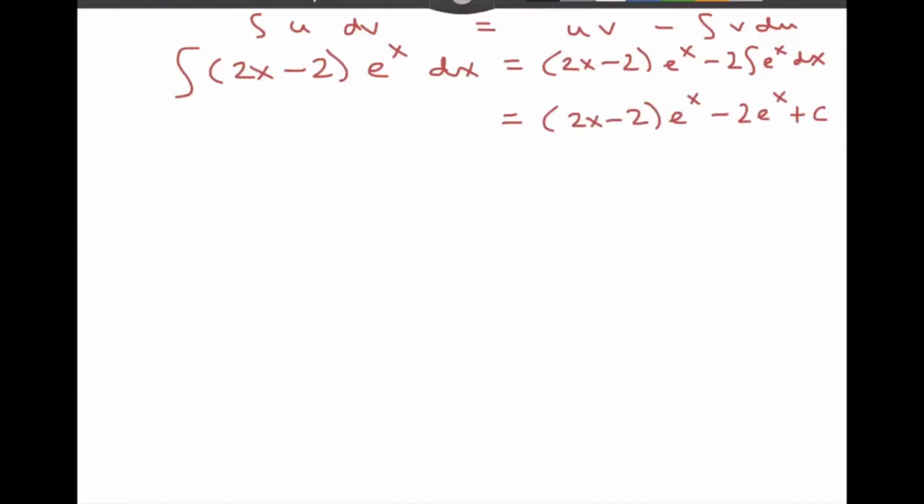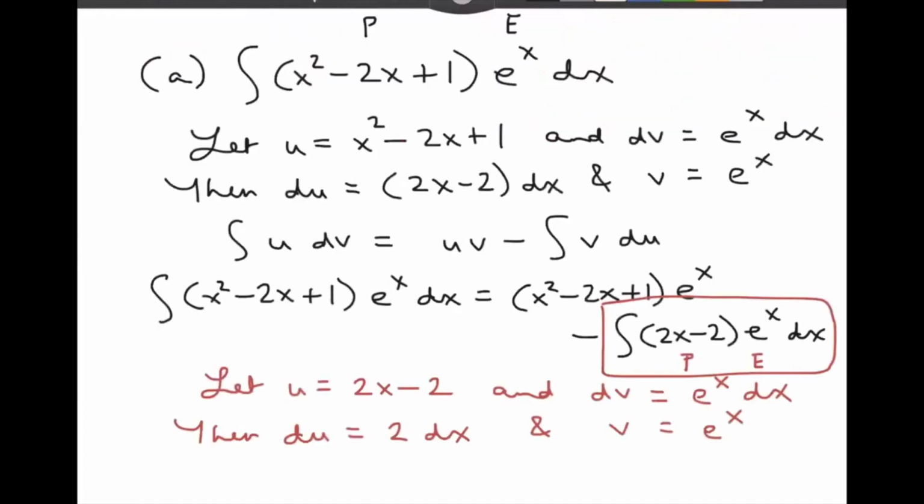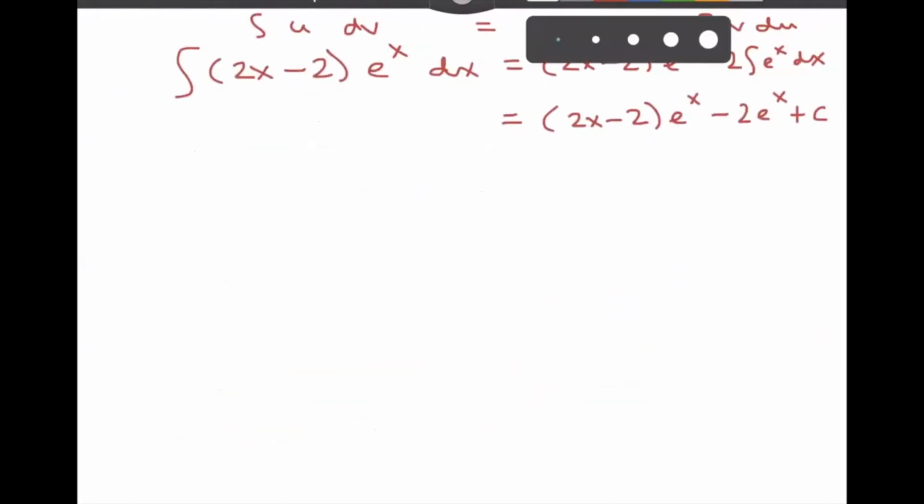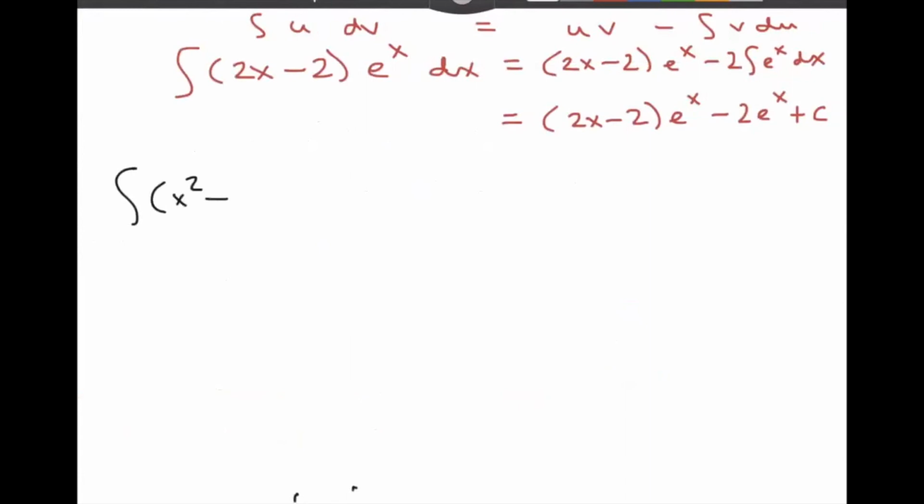So now I have to go back, because remember, we had our main problem. I really wish I could copy and paste on here. Just put a big box around that whole line and then copy it onto the next page, but I don't know how to do that. So we will just go: the integral of x squared minus 2x plus 1 times e to the x dx is equal to, this was the original uv.